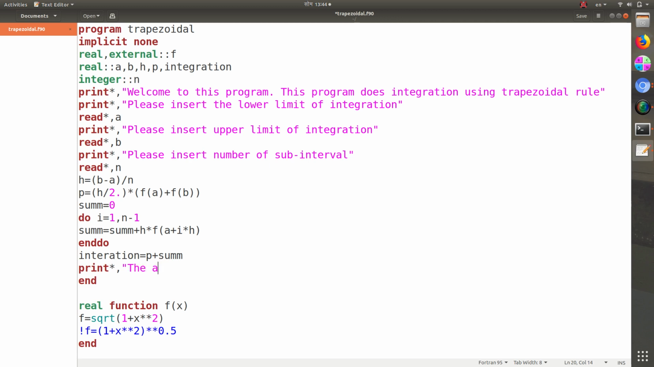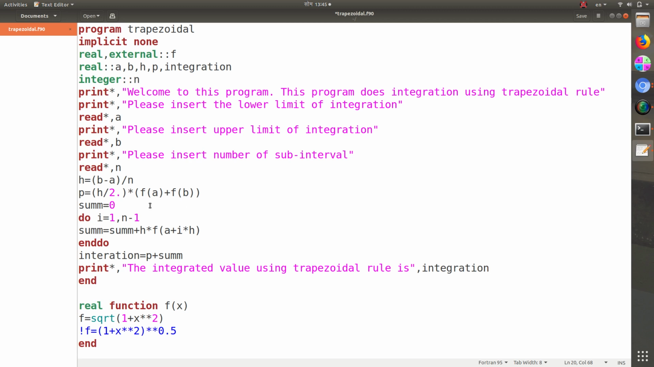The value using the rule is, this will be displayed on the screen and the answer will be displayed.